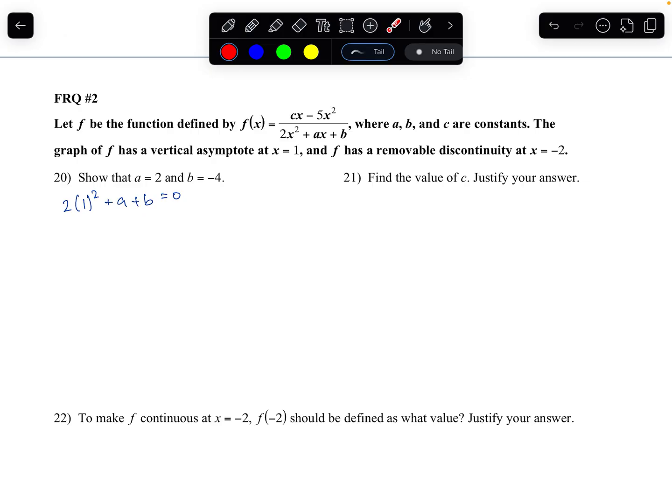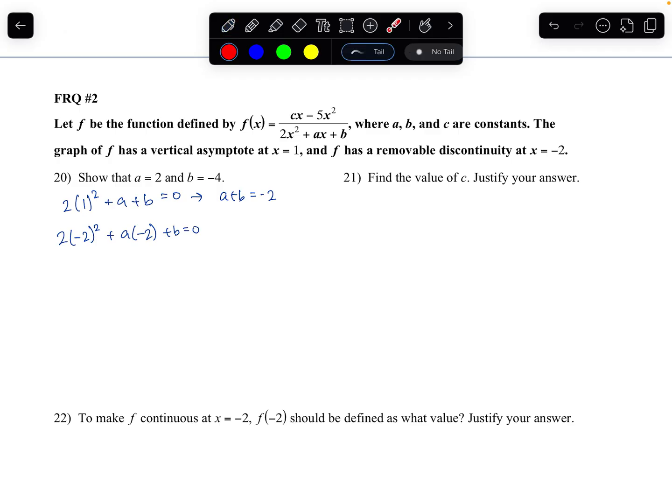Yeah, we want to show that by plugging in 1, this will equal 0 because it's an asymptote. And then this just means that we would get a plus b is equal to negative 2. Now we can't do anything with this just yet because we have to plug in negative 2. So separately we're going to plug in negative 2. So we get 2 times negative 2 squared plus a times negative 2 plus b, set that equal to 0.